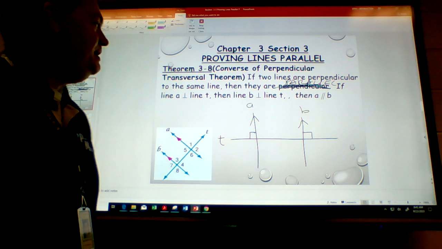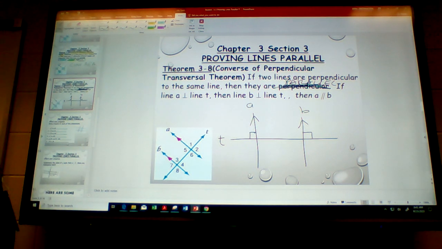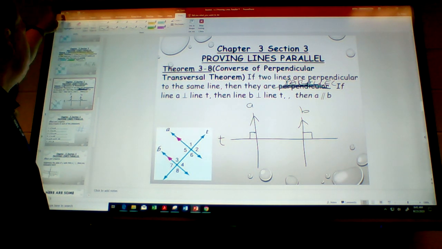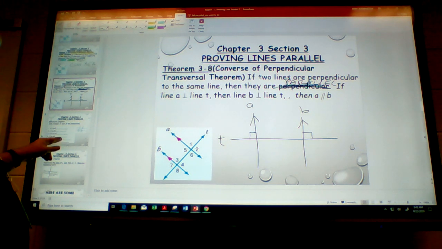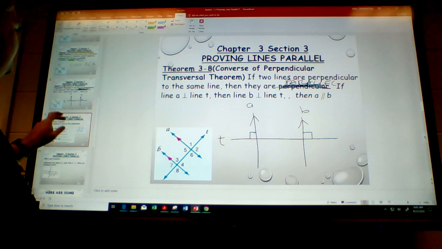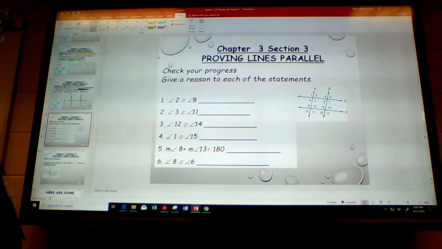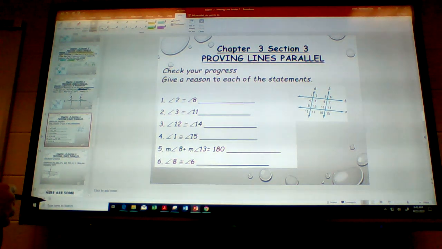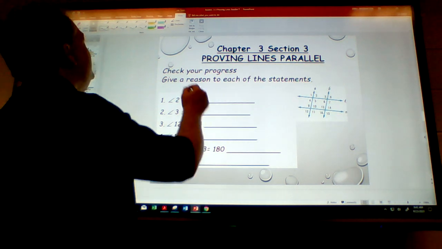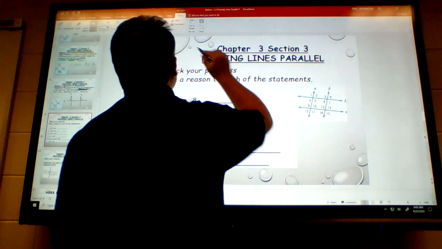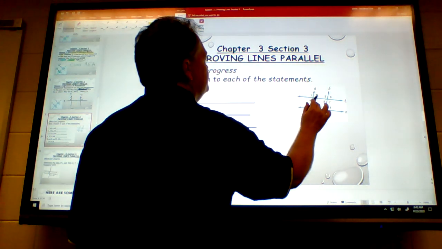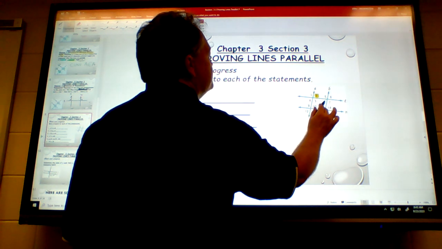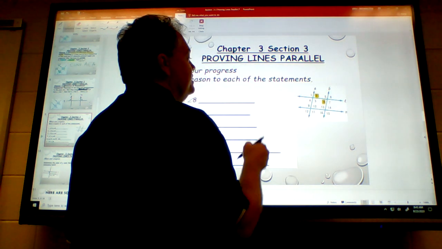So anyway, okay, now let's do some more. I'm trying to keep this as short as I can, but unfortunately I can't. So we'll do the best we can. All right, now this is what you need to know. All right, check your project, give the reason for each statement, and also prove which lines are parallel. So we're going to look at angles 2 and 8. I'm going to highlight them, 2 and 8. 8 is right there.